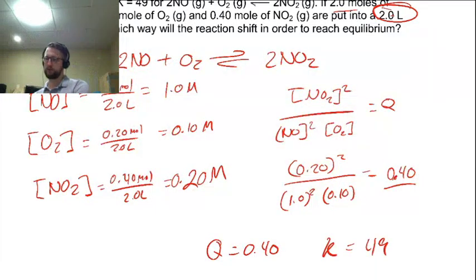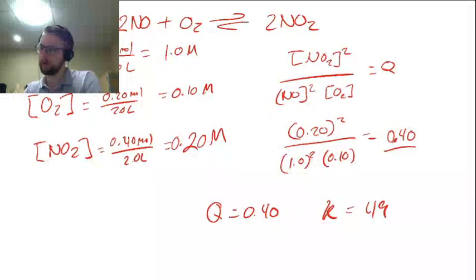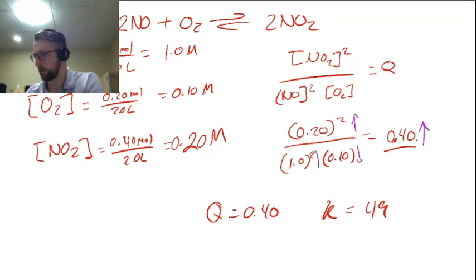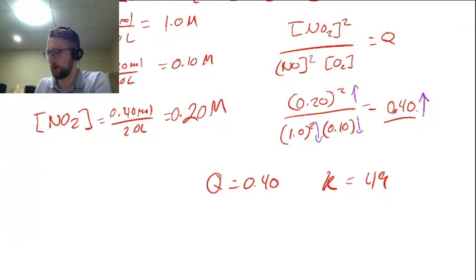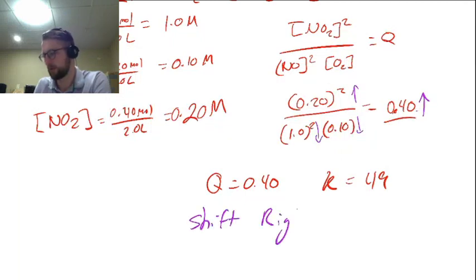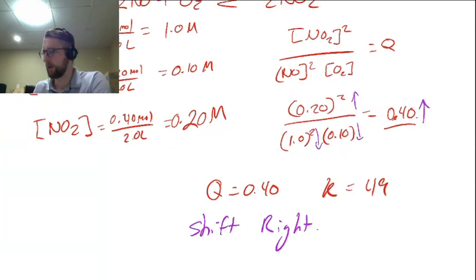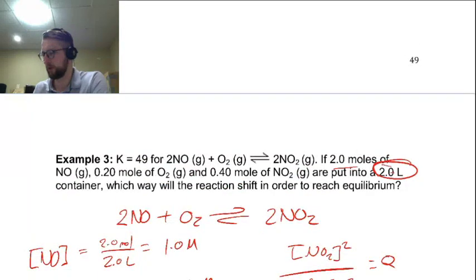Which way is it going to shift? Well, we have not even started this chemical reaction, right? So this value is too small, so we need to pump up this value. To get that value to go up, we need to bring up the products and bring down the reactants. So we need a shift to the right. And well, there we go. So that's it.